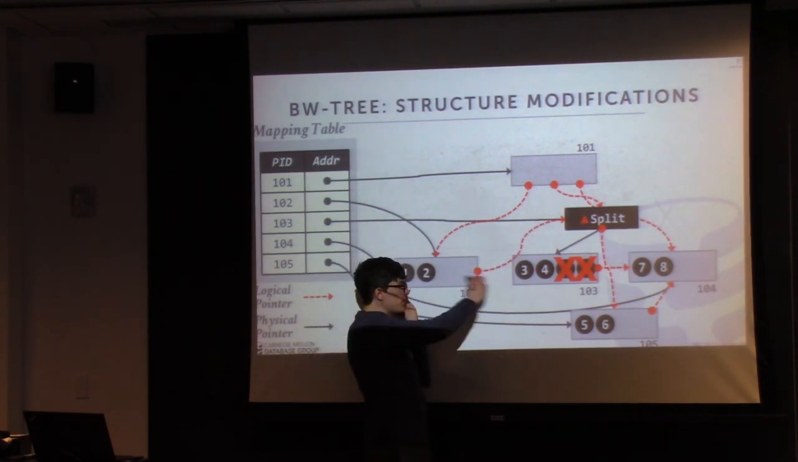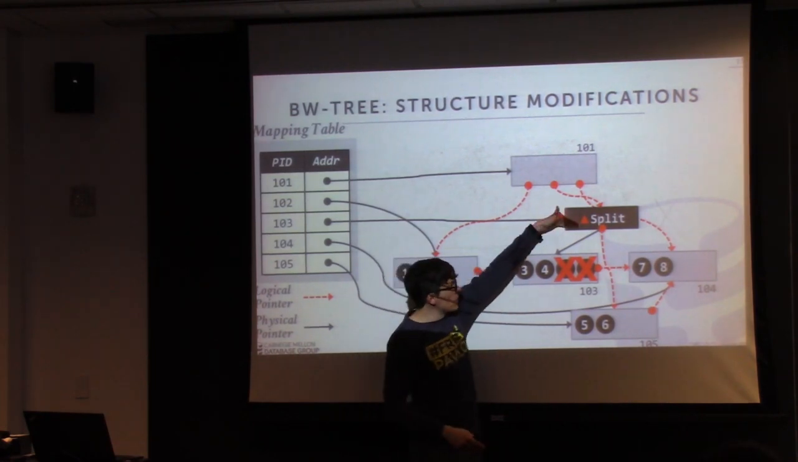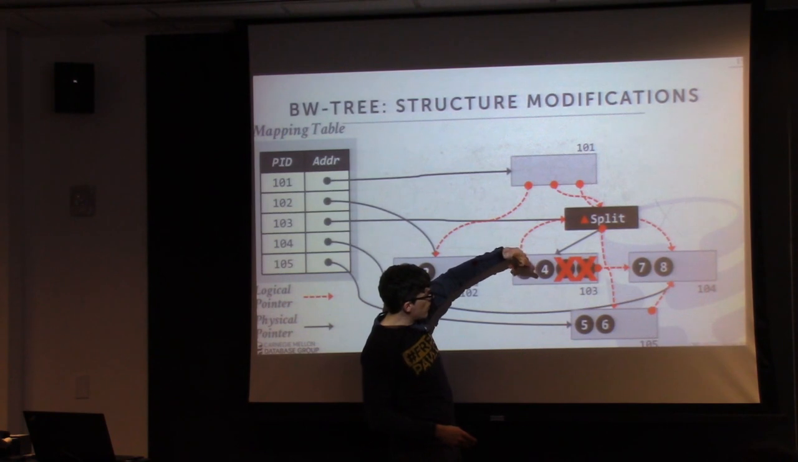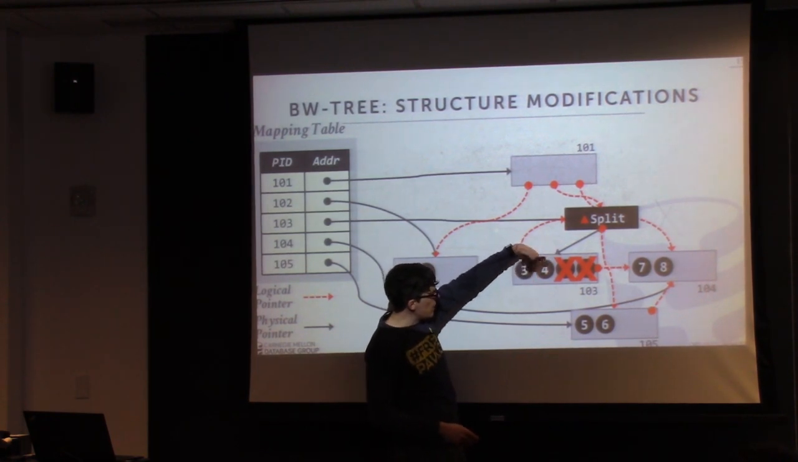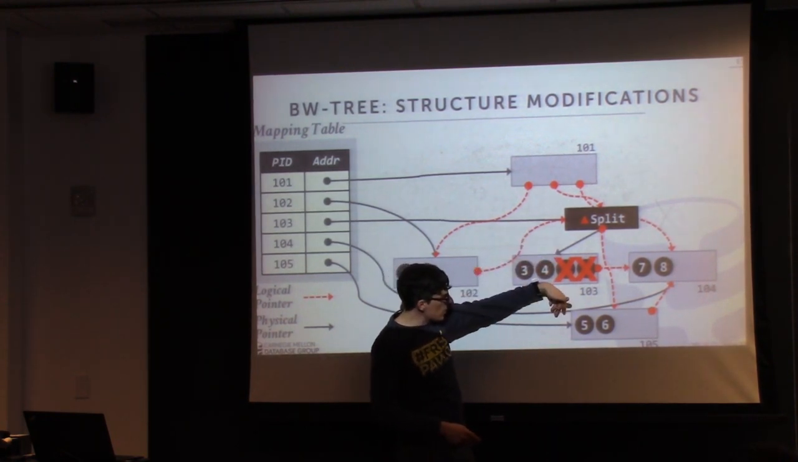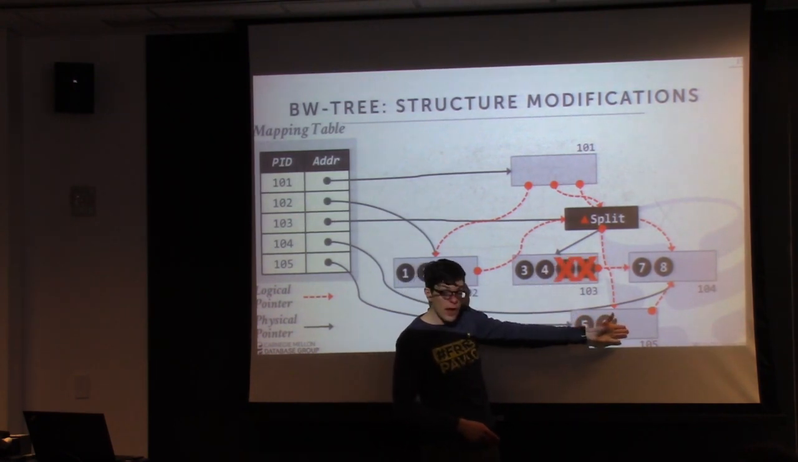So now, if I scan across the leaf nodes, instead of jumping from 102 to 103 directly, I'll get to the split record, and it'll say, well, now to get the key range 3-4, I'll go down here, and then to get key range 5 and 6, I have to go down to this guy here.